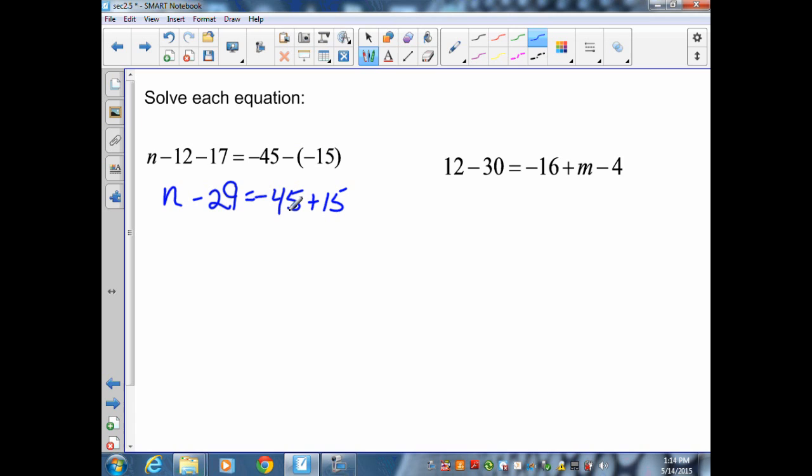If you can do that in your head, that's great. You could write that here. I'm going to show the step to help out. That gives me n minus 29 equals a negative 45 plus 15, different sign, subtract, use the sign of the larger, negative 30. Now I start on the side with my variable. I've simplified. I'm starting on the side with the variable. What's happening to my variable is I'm subtracting 29. Therefore, I'm going to do the opposite, or another way to say that is the inverse operation, and add 29.